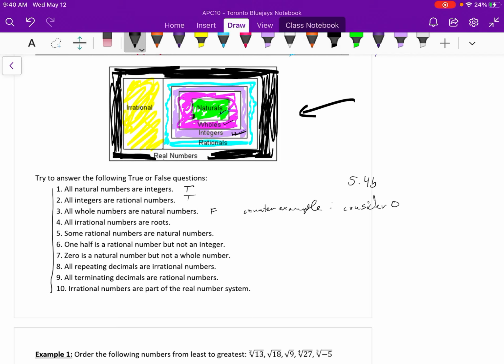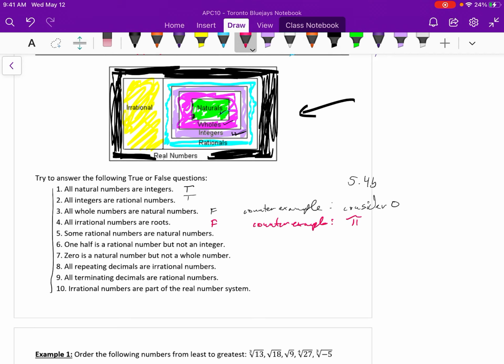All irrational numbers are roots. Well, that's a very good question. What is roots? Well, we think square roots and cube roots and fourth roots and fifth roots, but I'm going to say this is false. Now, the counterexample that I'm going to give, pi.